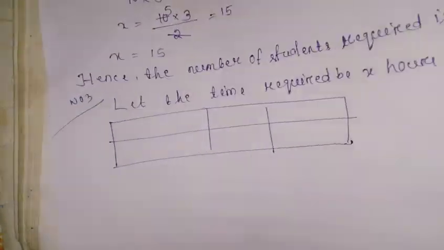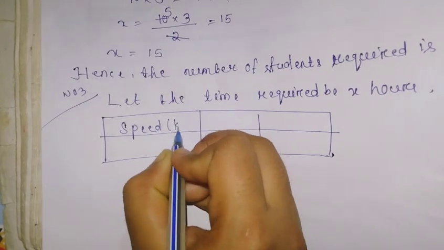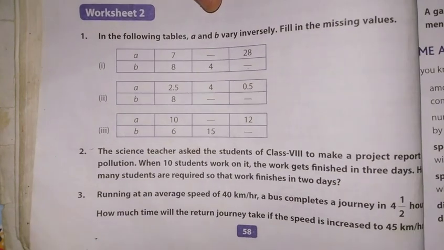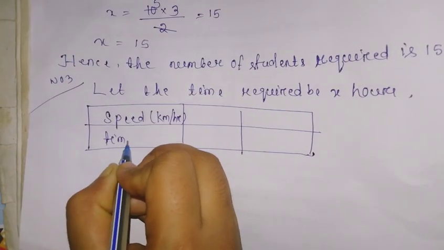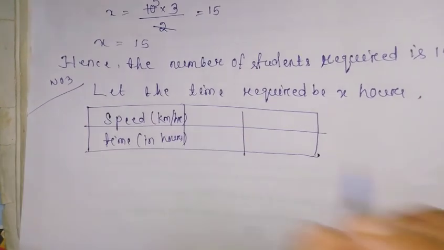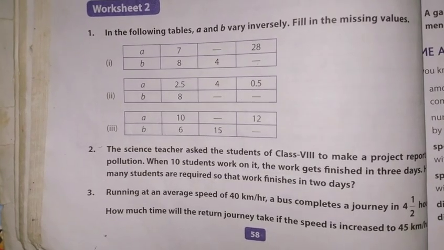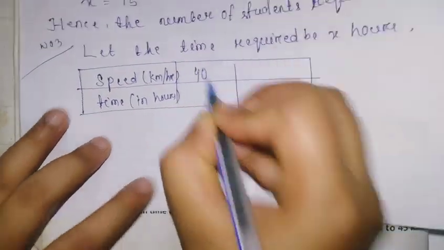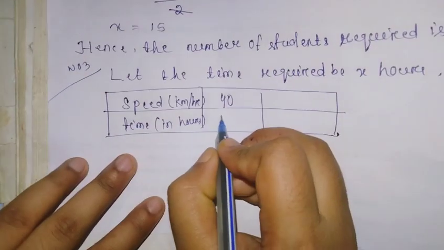Speed in kilometer per hour. Then write time in hours. First write 40 kilometer, time is 4 whole 1 by 2 hour. 40 kilometer. Then 4 twos are 8, 8 plus 1 is 9, 9 by 2 hour.